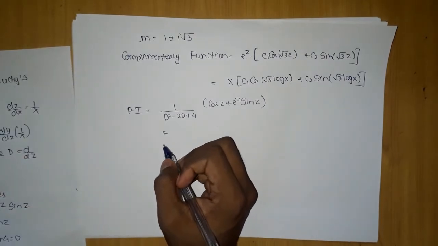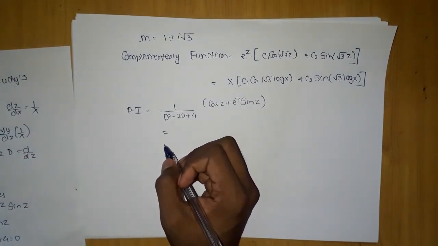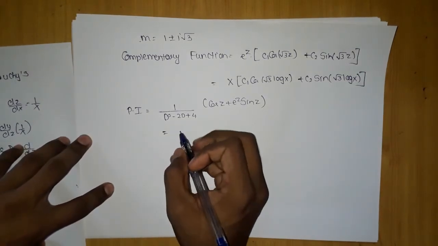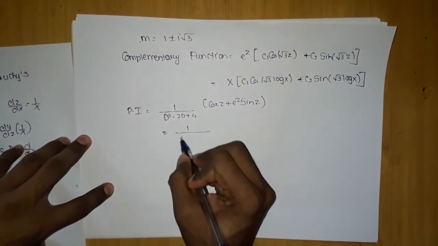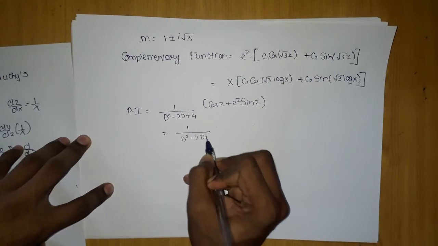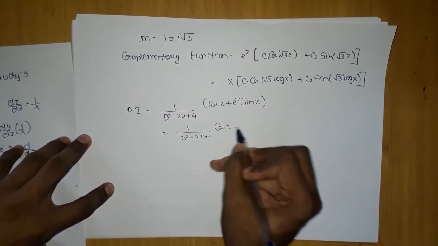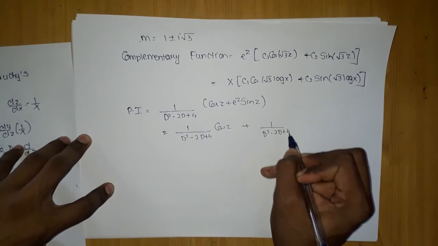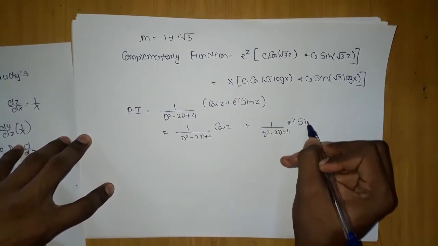You know what we used to do in this type of problem. We will multiply with each of them and try to get our answer, right? So there will be two integrals. First, 1 by (D squared minus 2D plus 4) into cos z, and the next one will be 1 by (D squared minus 2D plus 4) into e to the power z sin z.